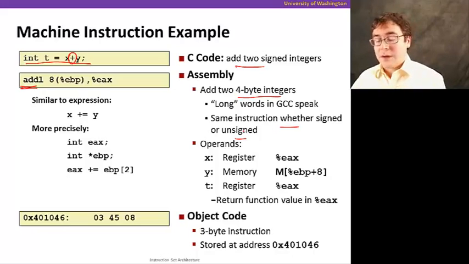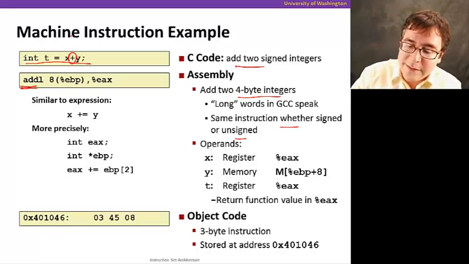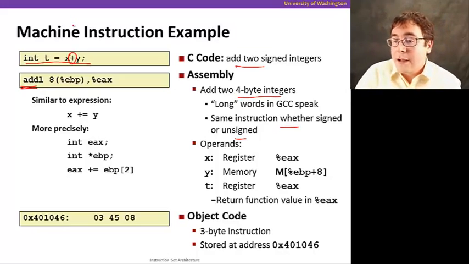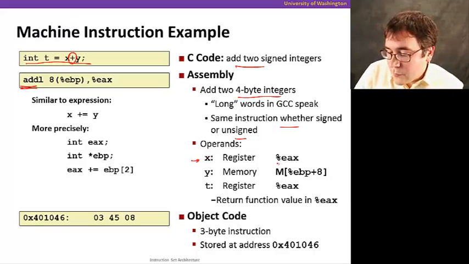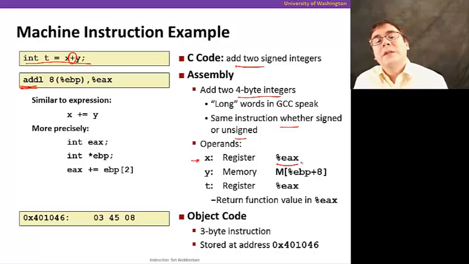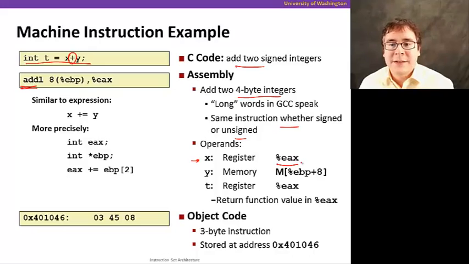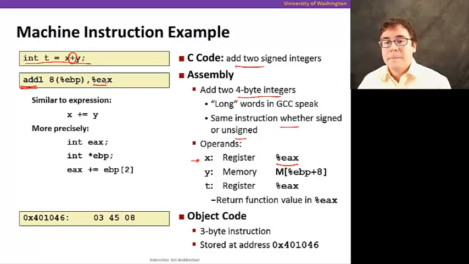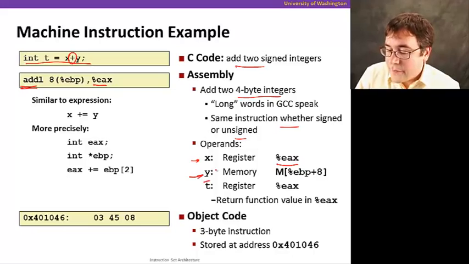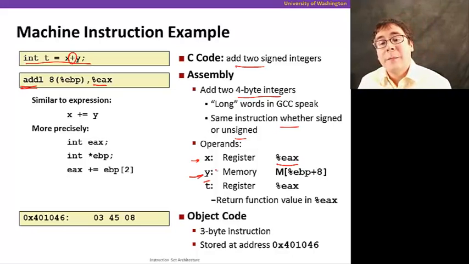So here are the operands of our operation. We're doing this addition here, x plus y. Now x has to be somewhere, and in this case, it happens to be stored in a register called EAX. That's one of the registers offered in the x86 ISA, and that's why it's one of the parameters in this instruction. So now y, the variable y here, happens to be located in memory.